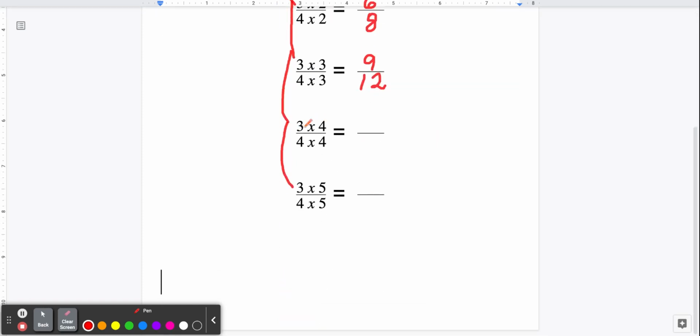So far, we have 3 equivalent fractions to the first fraction in our problem. Let's continue to the next one, which says 3 times 4 and 4 times 4, which results in 12/16. This is our fourth equivalent fraction. And the last one says 3 times 5 and 4 times 5, which is 15/20.